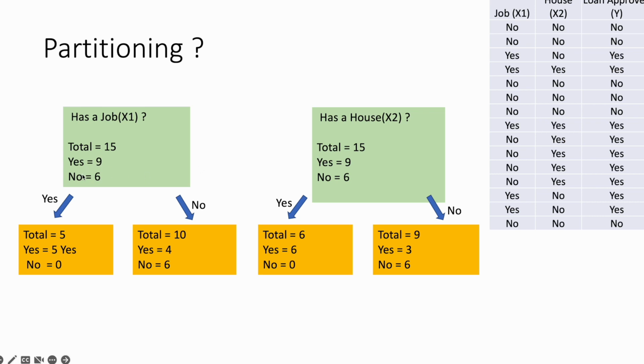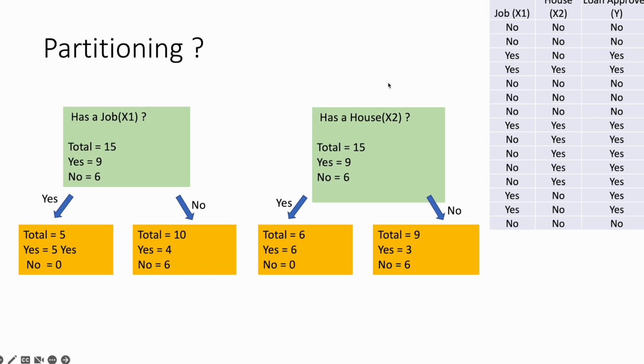How many no we have? 6. In case of house also it will be the same thing because we are at the root node, right? Now let's see. If I'm splitting on the basis of job x1, right? Job is there or not?